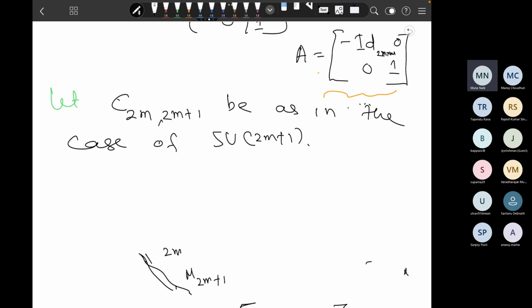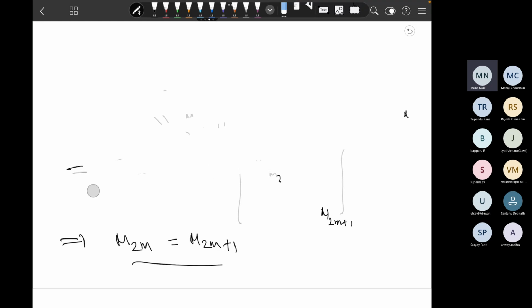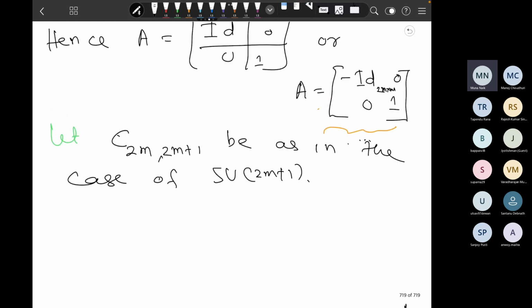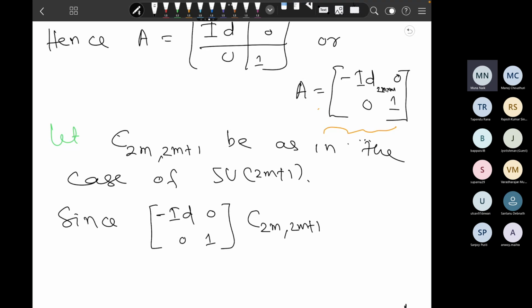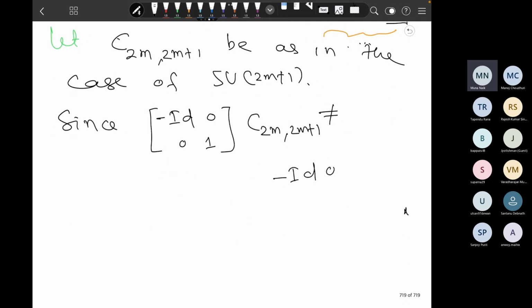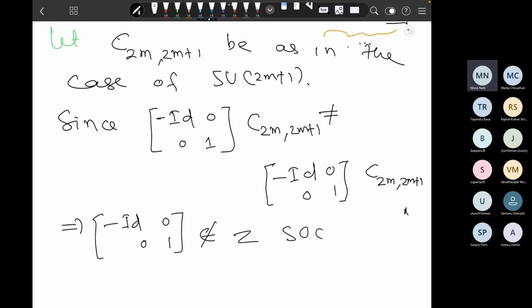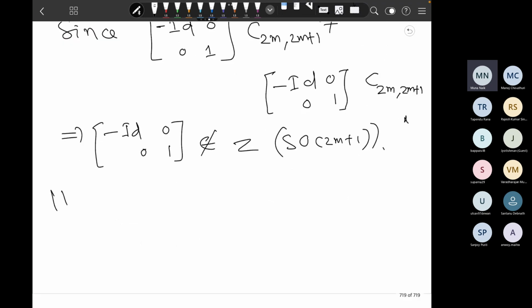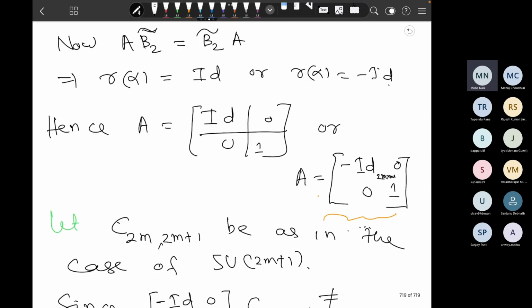Since minus identity 0, 0, 1 into C2m comma 2m plus 1 is not equal to minus identity 0, 0, 1 times C2m comma 2m plus 1, this implies minus identity 0, 1 cannot belong to the center of SO2m plus 1, and hence the center of SO2m plus 1 is equal to the identity. Manoj, that is clear?